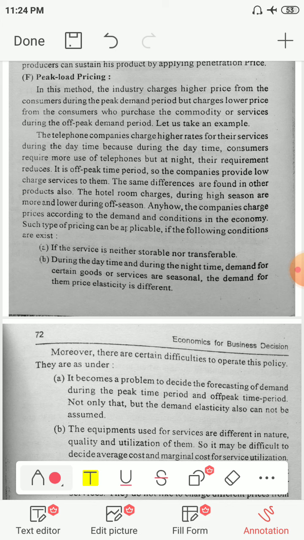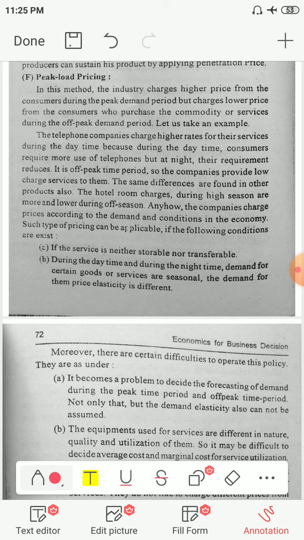The telephone companies charge higher rates for their services during the daytime because during the daytime consumers require more use of telephones, but at night their requirement reduces. It is an off-peak time period, so the companies provide low-charge services. We faced this scenario when the internet was newly launched. Internet facility was given on cell phones. At night, the cell phone or internet rates were quite low because at night there is less requirement. So to increase the demand, they offered lower pricing at night.